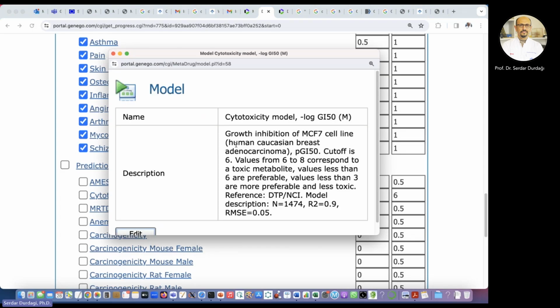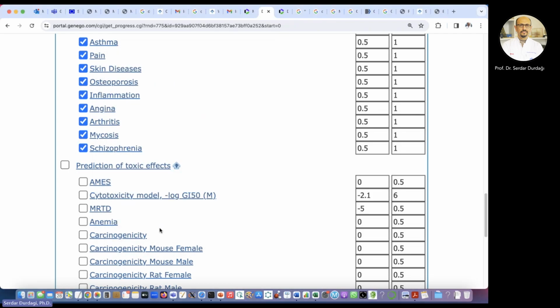Here, growth inhibition of the MCF7 cell line, human breast adenocarcinoma, PGI-50, cutoff is 6. Values from 6 to 8 correspond to a toxic metabolite, values less than 6 are preferable, values less than 3 are more favorable, and so on.